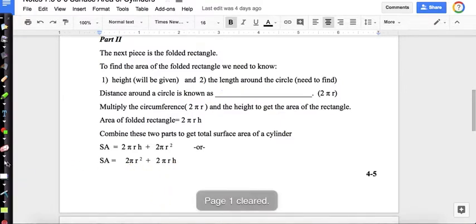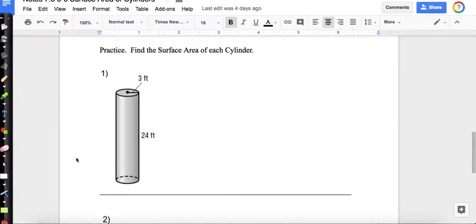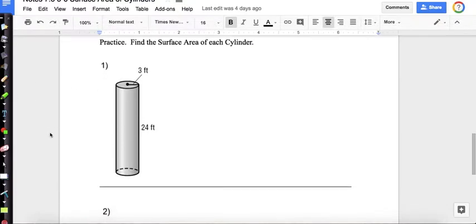Okay, let's try some examples. Now we know where the formula comes from. It says find the surface area of each cylinder, and we're going to round our answer to the nearest tenth, because I want to practice doing that. They won't always ask you to round to the nearest tenth, but when they do, we need to be ready for that. Halfway across the circle is called the radius, so I know that this 3 is r. And this is how tall the cylinder is, so we're going to call this the height.